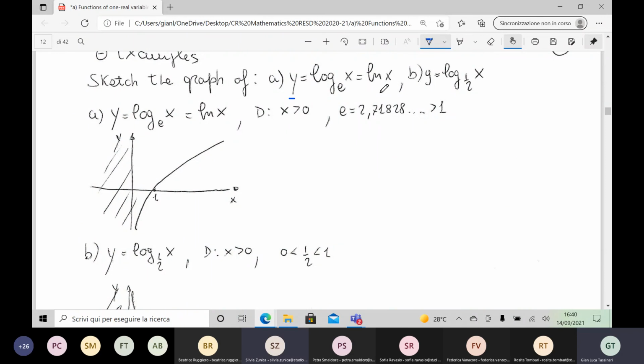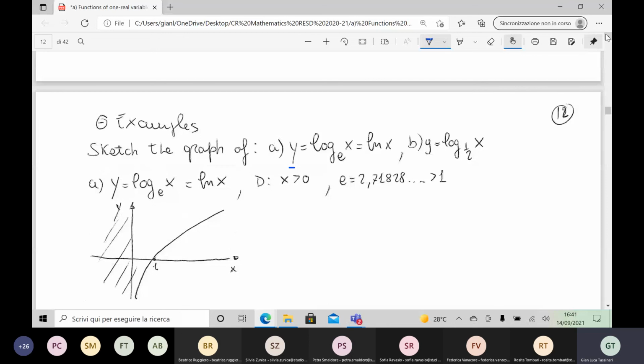Why is log x confusing? Because some authors, 20%, use log x to mean logarithm with basis e. But unfortunately, 80% of the authors use log x to mean logarithm with basis 10. So use y equal to ln of x, which means logarithm with basis e of x. But as I told you, e is the Euler number, which is 2.718, etc., which is greater than 1. So which of the previous two patterns is the one? This one.